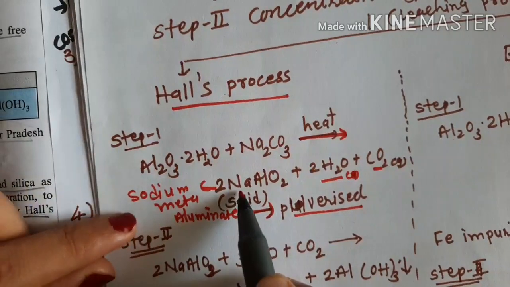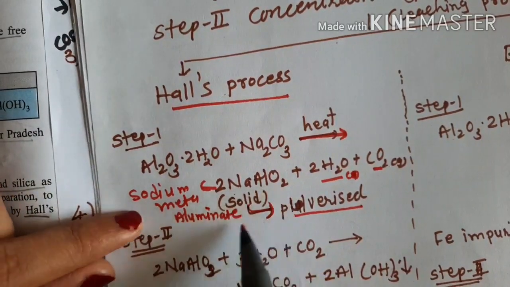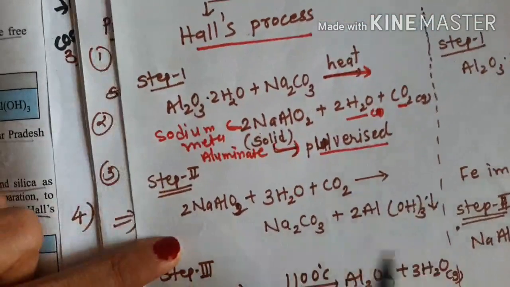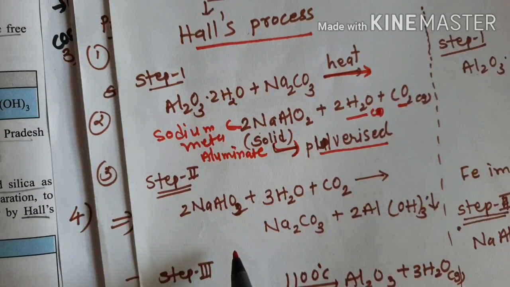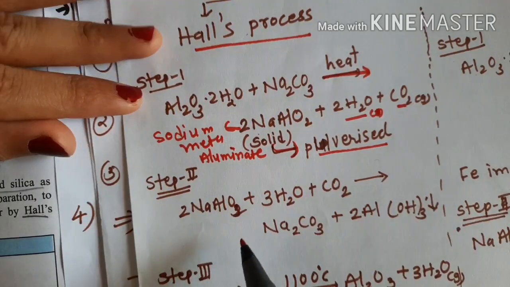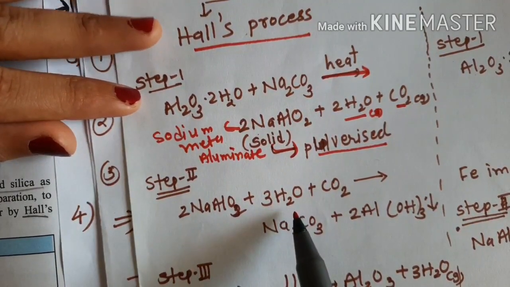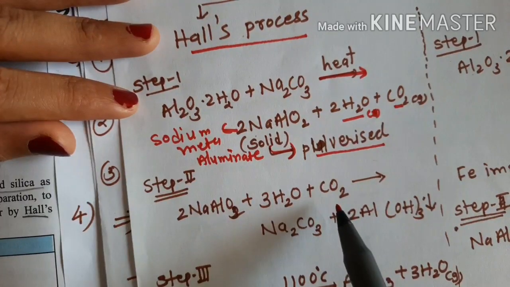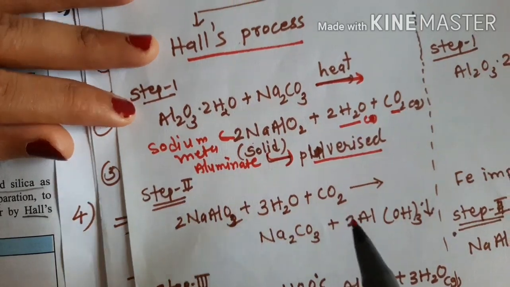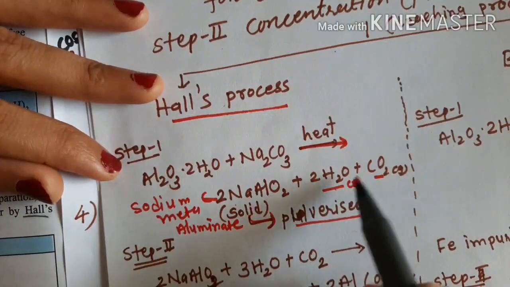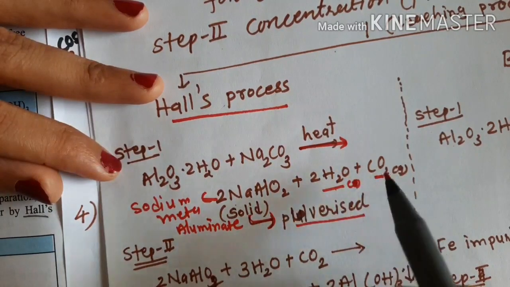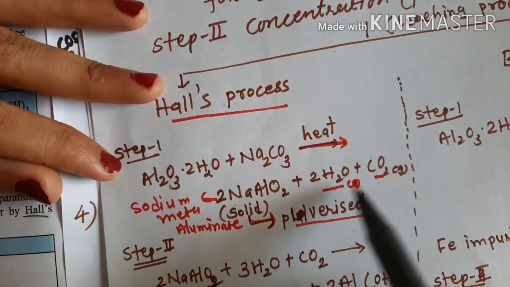So when we get this sodium meta-aluminate, it is converted one more time into powder form, and then in step number 3, this pulverized mass is dissolved into the water, and a little bit of carbon dioxide is added. The carbon dioxide is passed through it. The water and the carbon dioxide come here, but they are in gaseous form, and we can collect that, or it will be removed.